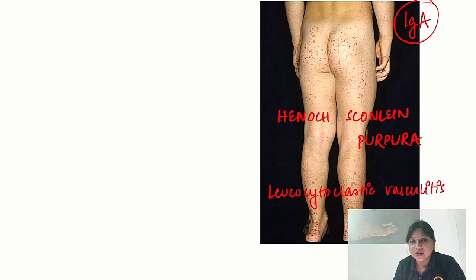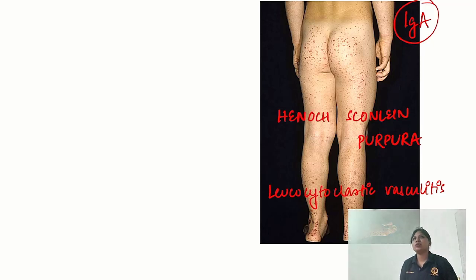So remember, this is the most common vasculitis in the world and the second most common vasculitis in India. Skin biopsy करोगे तो leukocytoclastic vasculitis मिलेगी, and it is a type of small vessel vasculitis. Kawasaki क्या था? Medium vessel vasculitis था, right? So let us see the tetrad of Henoch-Schönlein purpura.